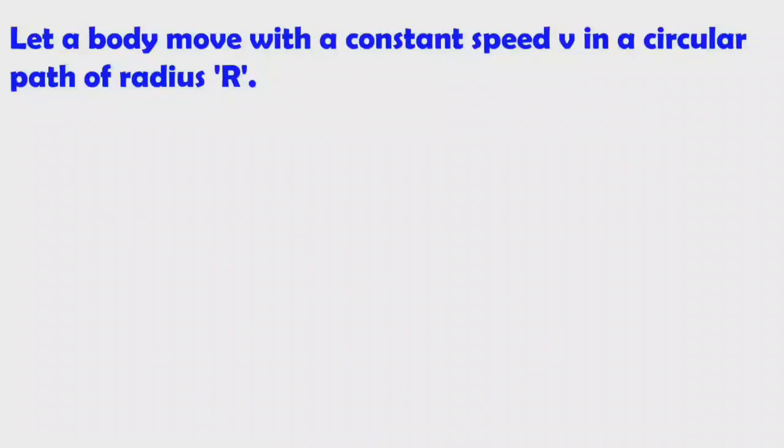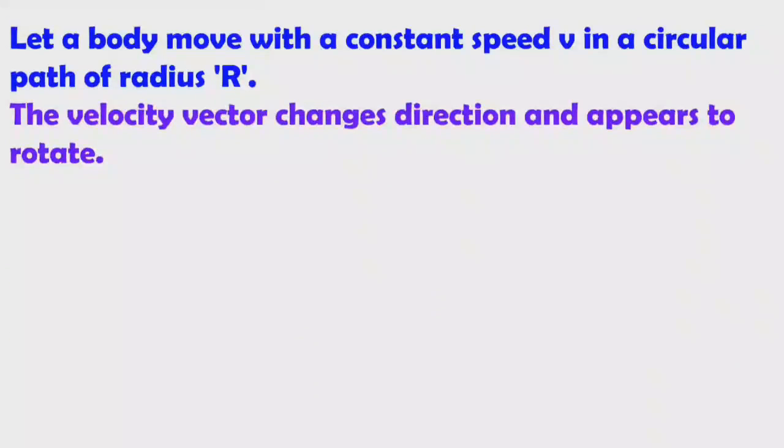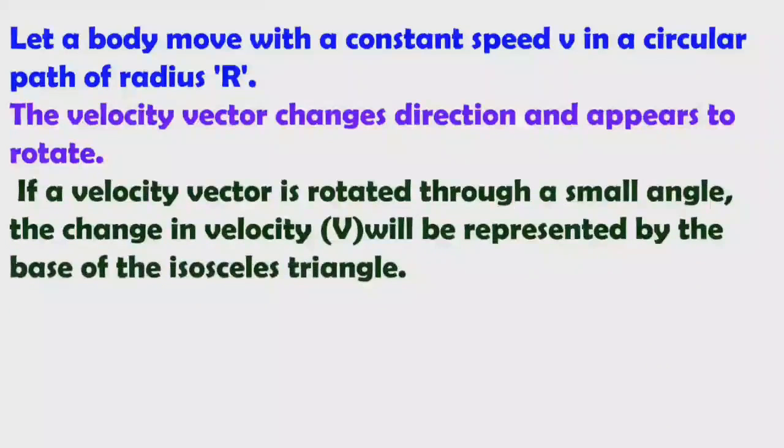Let a body move with a constant speed v in a circular path of radius R. Consider a body that is moving with a constant speed v in a circular path, where the radius of the circular path is capital R. The velocity vector changes direction and appears to rotate. Already you know the velocity is always changing at every instant of time.